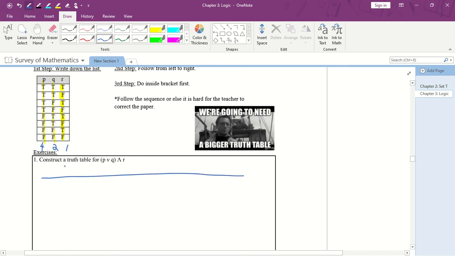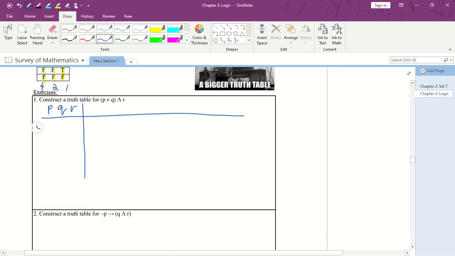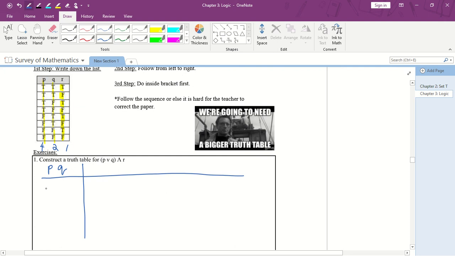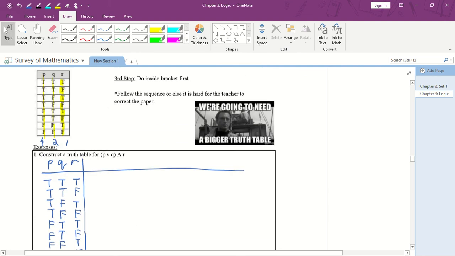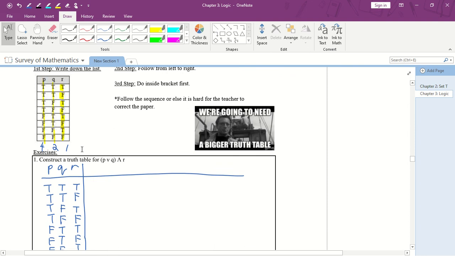So you can just draw a line. Now, P, Q, R. Remember 4, 2, 1, which means that here, 4 T, and another 4 F. Then there's 4. And here 2 means 2 T, 2 F, 2 T, 2 F. And here, 1 means 1 T, 1 F, 1 T, 1 F, 1 T, 1 F, 1 T, 1 F. And this is R. So it's kind of easy to remember, right? Okay? Remember 4, 2, and 1.